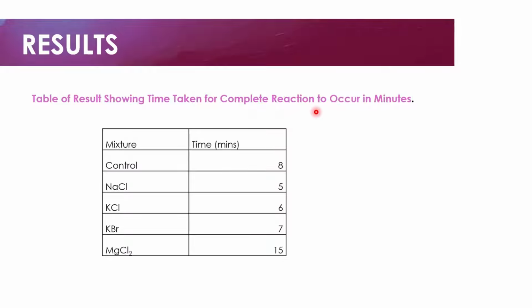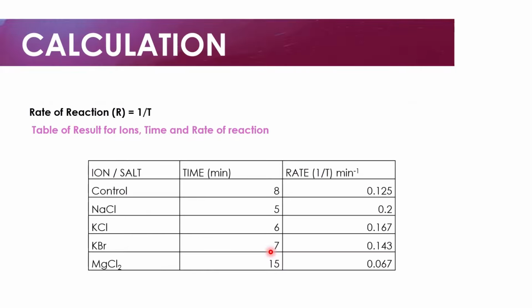This is the table of results showing the time taken for complete reaction to occur, in minutes, for the control and each of the salts. We can see that for the control, the time taken for a complete reaction is 8 minutes. For sodium chloride, it's 5 minutes. For potassium chloride, it's 6 minutes. For potassium bromide, it's 7 minutes. And for magnesium chloride, it's 15 minutes.